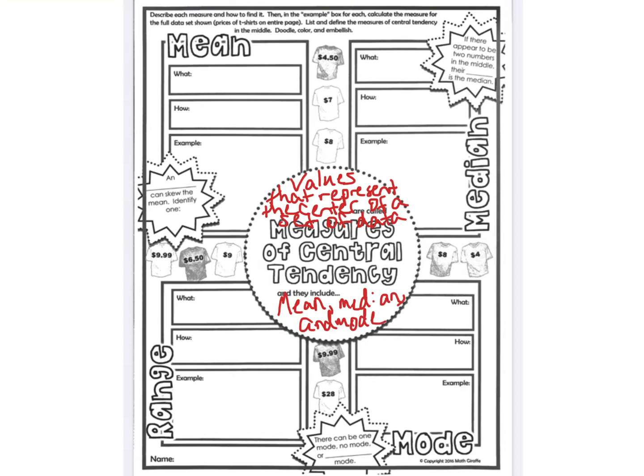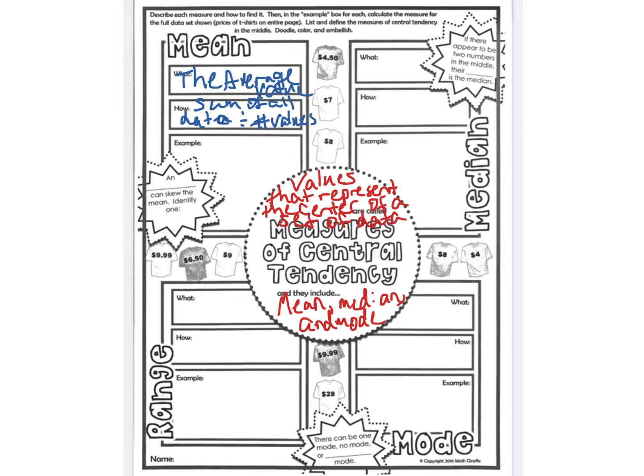Okay, so let's take a look first at mean. Mean is the average value in a set of data. In order to find the mean or the average, you take the sum of all the data and divide that by the number of data values. So let's take a look at an example.